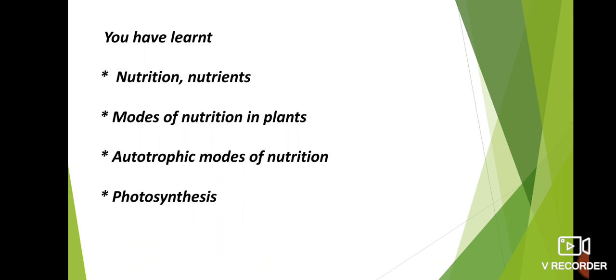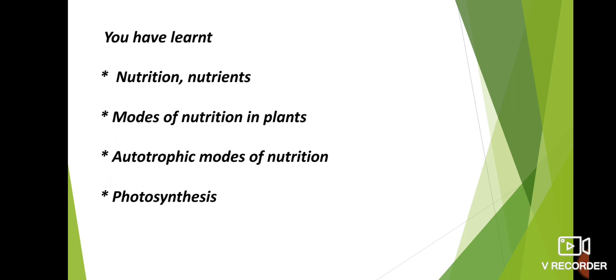You have learnt in this topic about nutrition and nutrients. Nutrition means the process by which organisms obtain and utilize food. Nutrients means the nourishing substances in food, which are carbohydrates, proteins, fats, and minerals. Next, the mode of nutrition in plants. There are two types of mode of nutrition in plants: one is the autotrophic mode of nutrition and the other is the heterotrophic mode of nutrition.